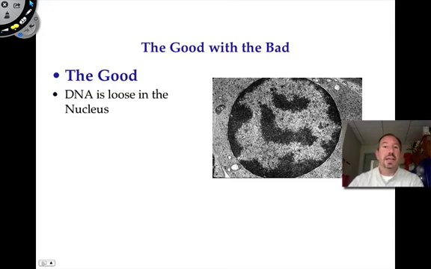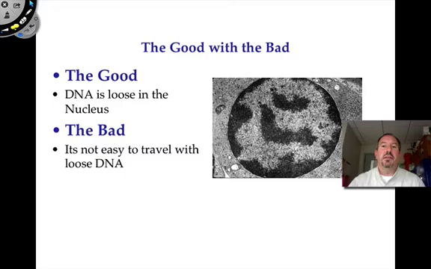It's good to replicate DNA that way, because obviously the cell needs to replicate its DNA before it divides. It's good to make RNA, which is called transcription. But the bad part is that the DNA is not easy to travel. And you're like, well, most of the time you don't want it to travel. Most of the time you're not traveling. So it's good that it's loose.